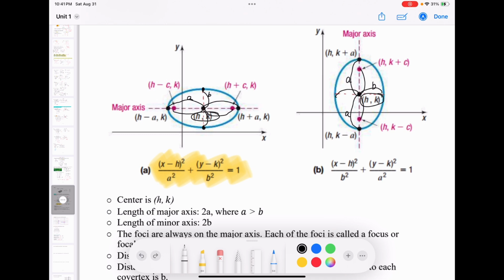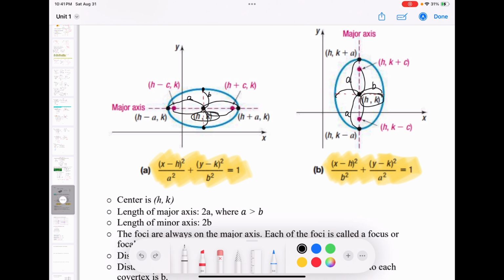Let's see the second. We also need to memorize this formula: (x minus h) squared divided by b squared, plus (y minus k) squared over a squared, is equal to 1. In this graph, the major axis is a vertical line, parallel to the y-axis. So the long side, the a, the big number, is under the y.